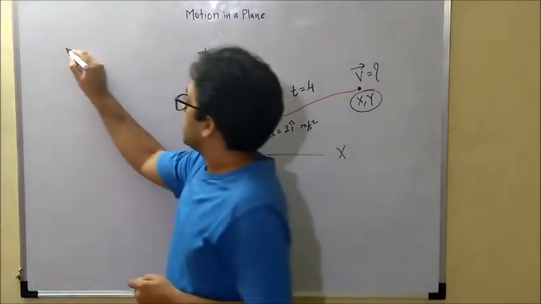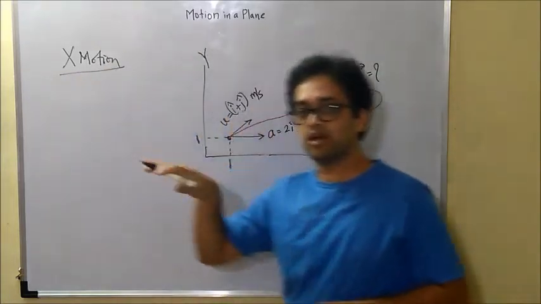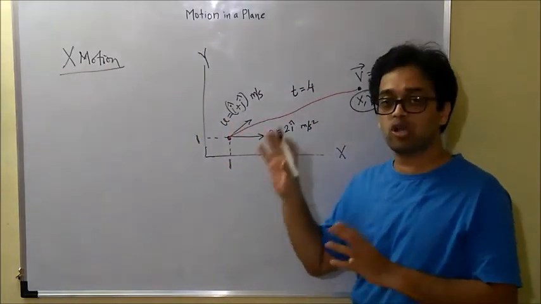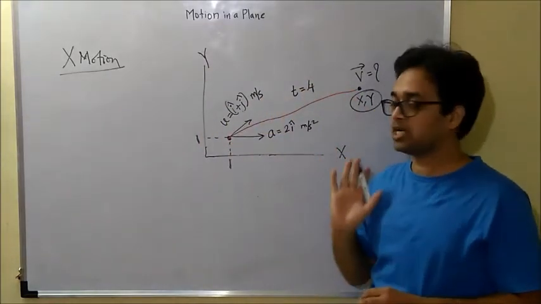Now let us analyze x motion. So this is the way you are going to write anywhere in your notebook or wherever you solve this problem. You have to write it this way: separately x motion, separately y motion.